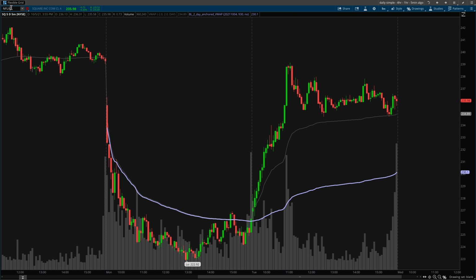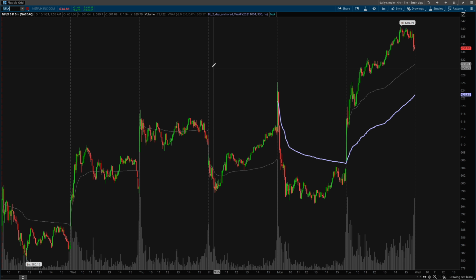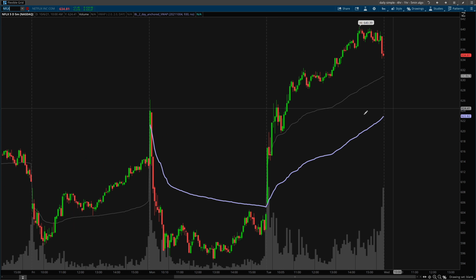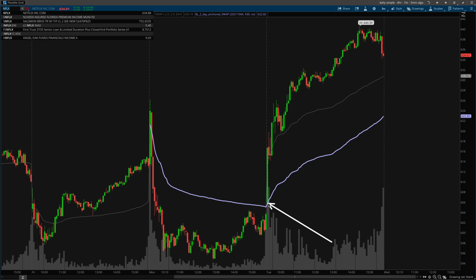And then lastly, Netflix, which was kind of the star of the show today. Netflix putting in new all-time highs, which is just amazing the way in which it's been really on this bull run. Earnings is coming up, I believe, in a couple weeks, so we'll see what happens. But here we go. Clean price action. It opens, actually holds the 2-day Anchored VWAP, and then it just pushes. Again, similar pattern as the previous day.